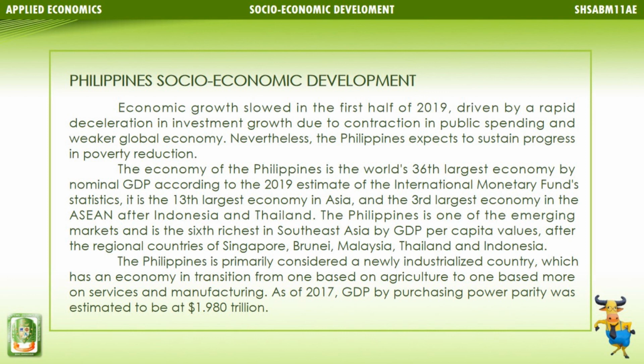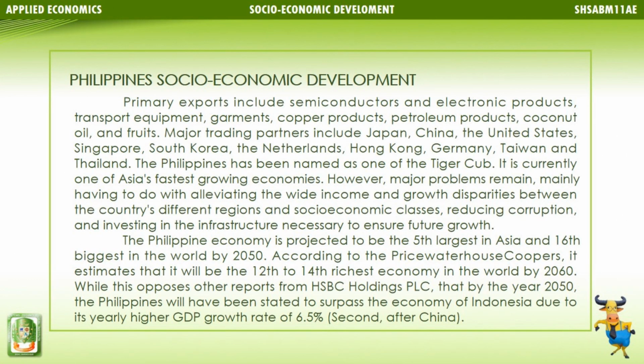As of 2017, GDP by purchasing power parity was estimated to be at $1.980 trillion. Primary exports include semiconductors and electronic products, transport equipment, garments, copper products, petroleum products, coconut oil, and fruits. Major trading partners include Japan, China, the United States, Singapore, South Korea, the Netherlands, Hong Kong, Germany, Taiwan, and Thailand.